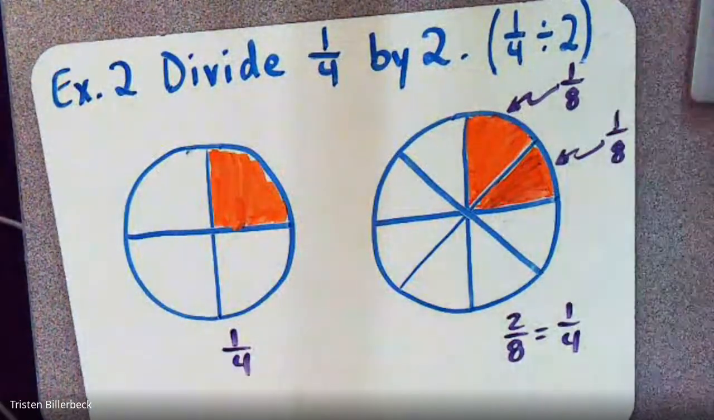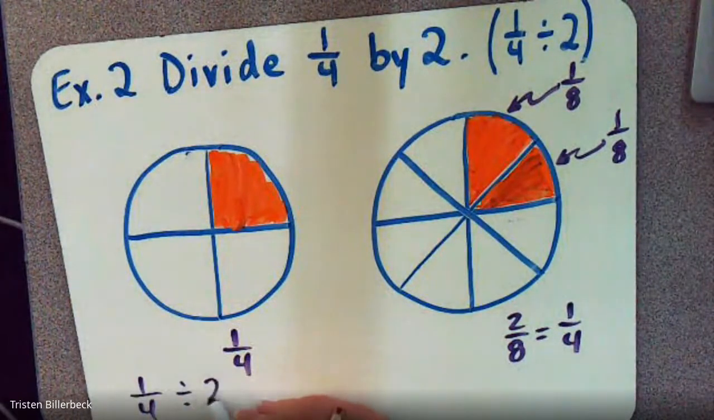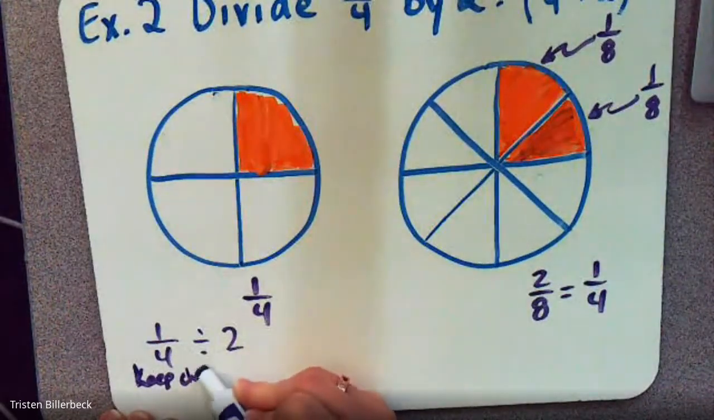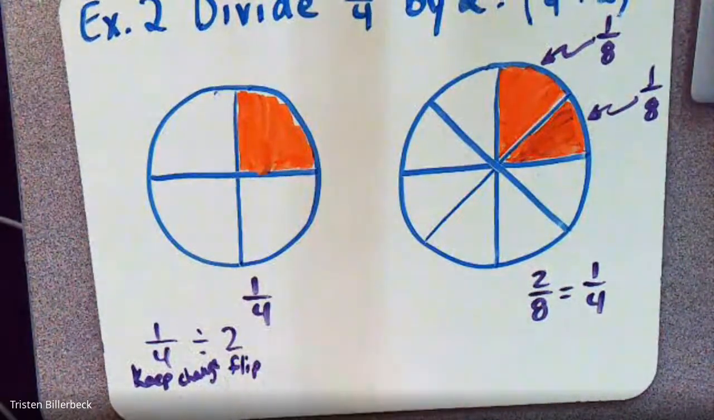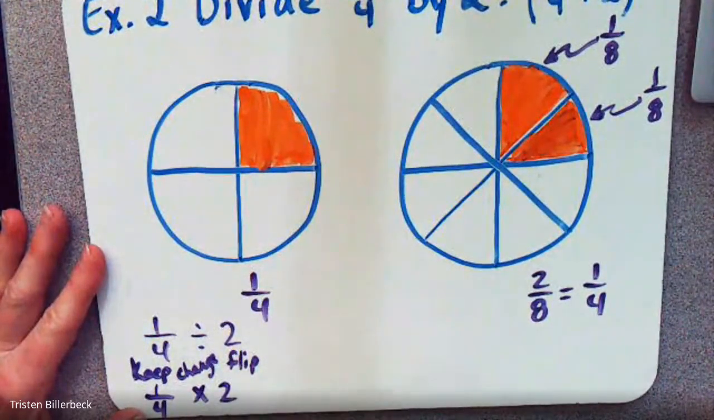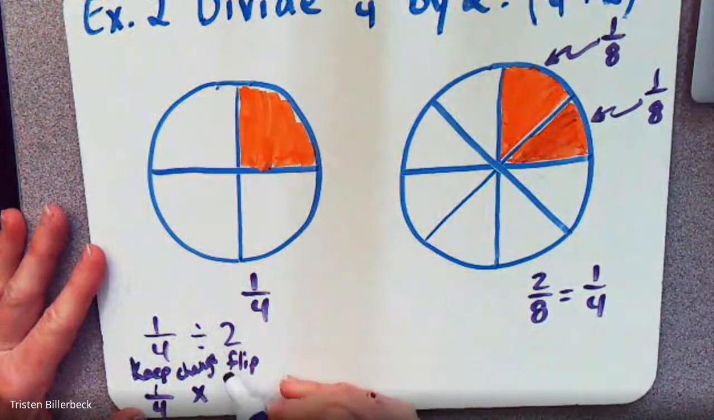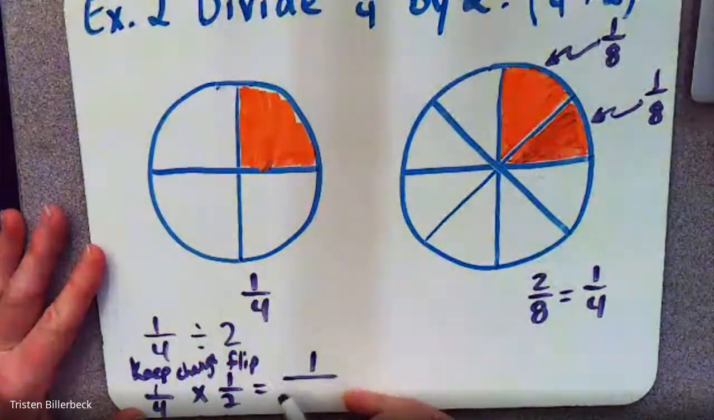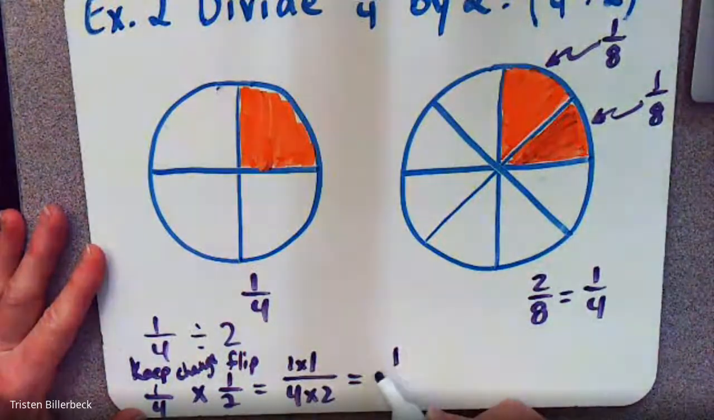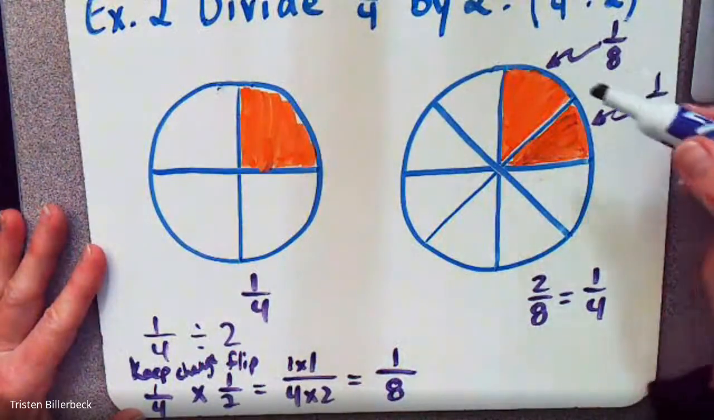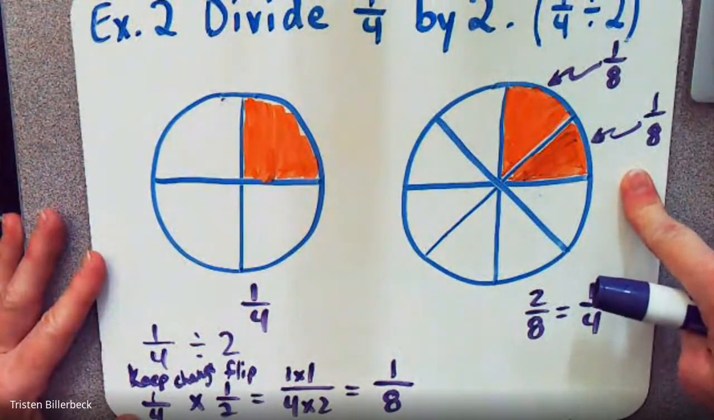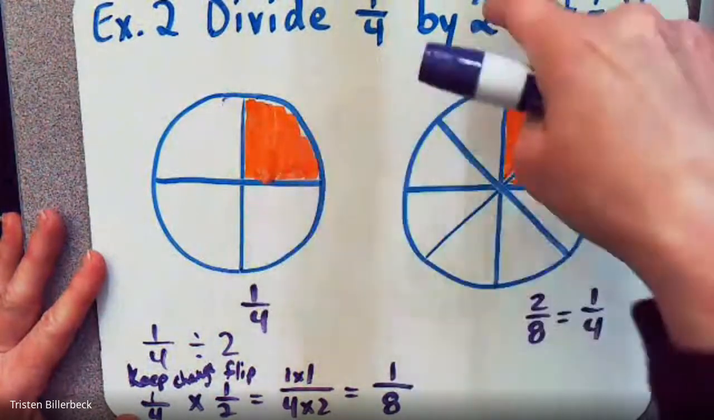So if I have 1/4 divided by 2, and I keep, change, and flip, I have 1/4 times 1/2, because I have to flip it, remember? So 1 over 4 times 2, and this is 1 times 1 on the top, if that's confusing, is 1/8, which is what we found. When we cut 1/4 in half, we have 1/8. Isn't that interesting? So that's what we mean when we're dividing a 1/4 by 2. We're just making it smaller.